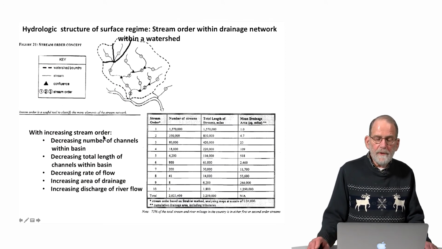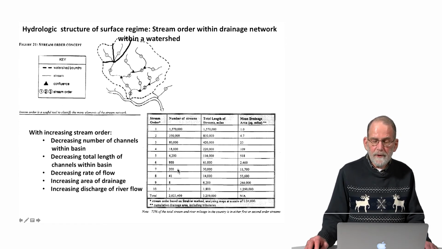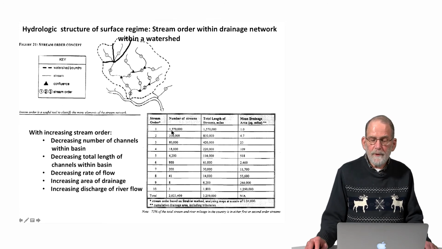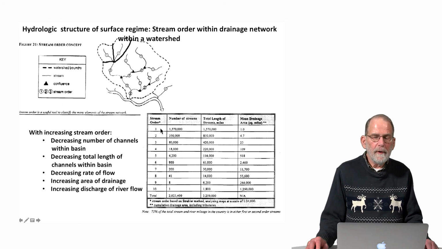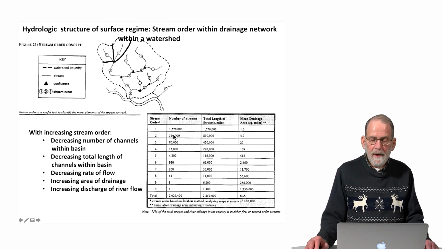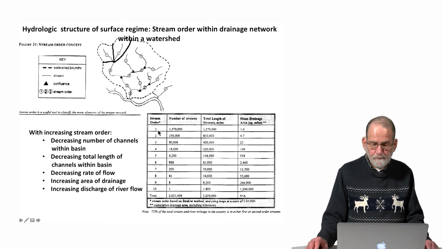We can see with increasing stream order, we have a decreasing number of channels within the basin. So this is the Mississippi River Basin. The Mississippi River Basin has over 1.5 million first order stream segments in it. It has over 350,000 second order stream segments. It has only one 10th order stream segment.